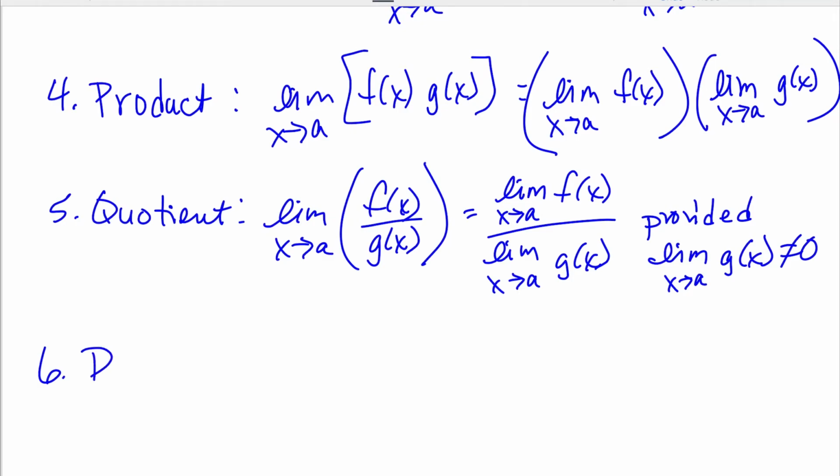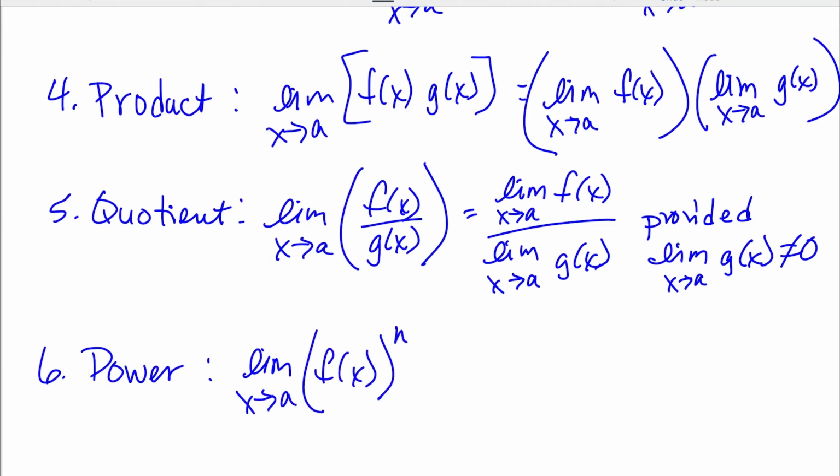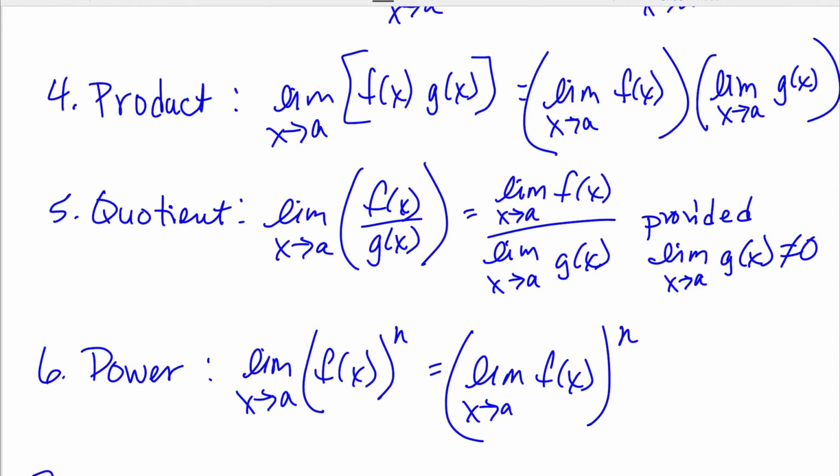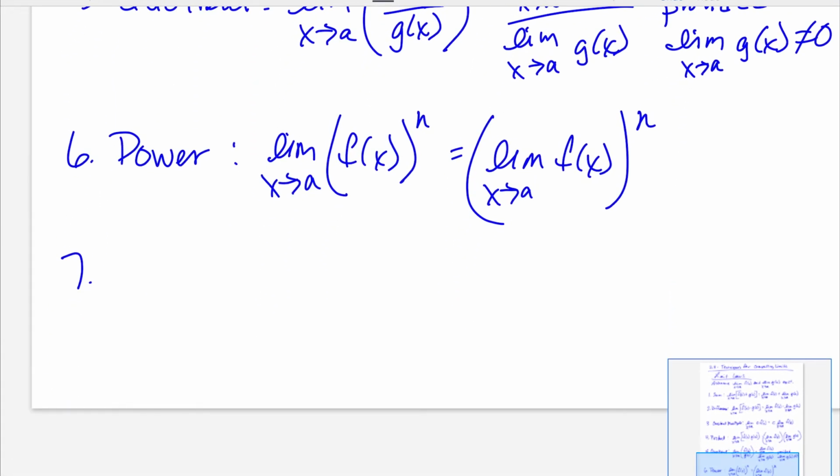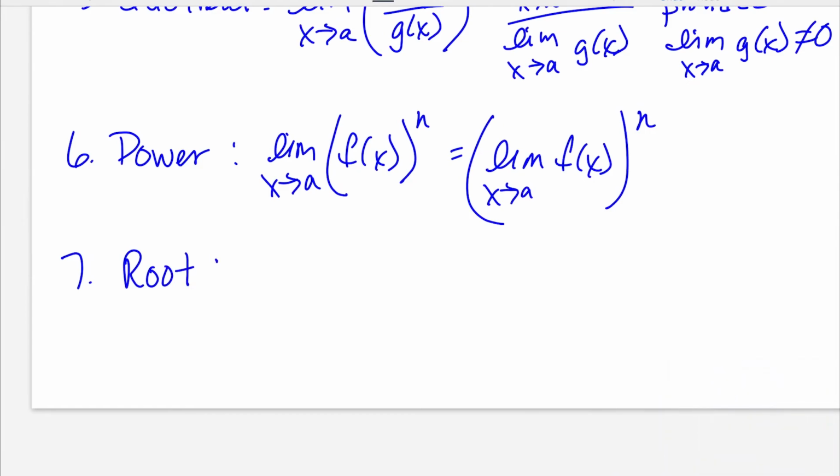If you do the power, it is the exact same thing. The limit as x approaches a of f of x to the n is equal to the limit as x approaches a of f of x, to the n power. All right? The root is the same. This is the last one. Here's our root.